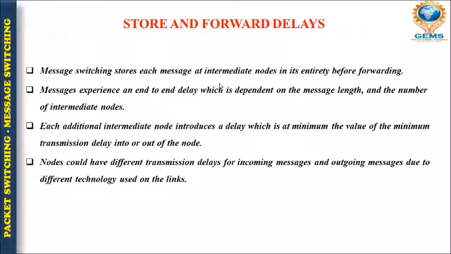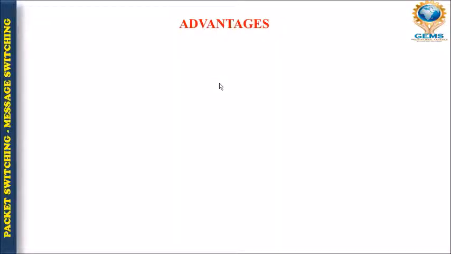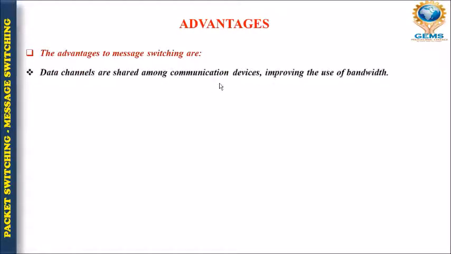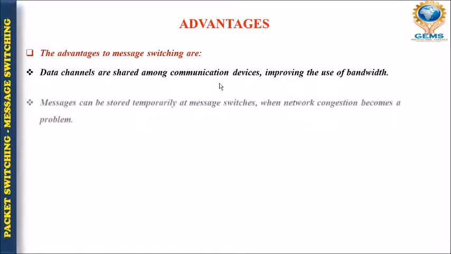Nodes could have different transmission delays for incoming and outgoing messages. That means delay may also happen due to incoming and outgoing messages using different technologies, right? So message delay is basically due to the different technologies that we are using. So what are the advantages of message switching? First of all, it is used for improving the use of bandwidth, right?